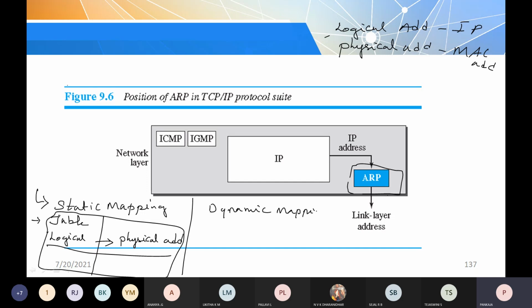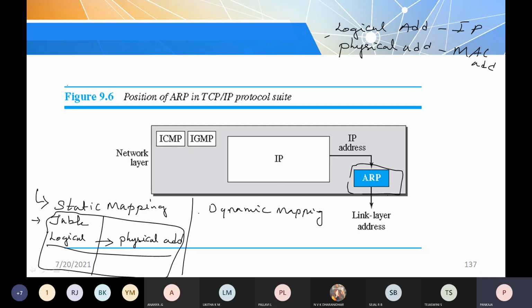Okay, what is the meaning of mapping here? Can somebody tell what I am talking about with respect to mapping? Mapping is how an IP address is converted, or how an IP address is mapped to the physical address or MAC address. What is the procedure, or what is the protocol it is going to use?